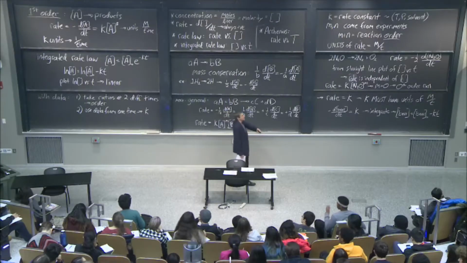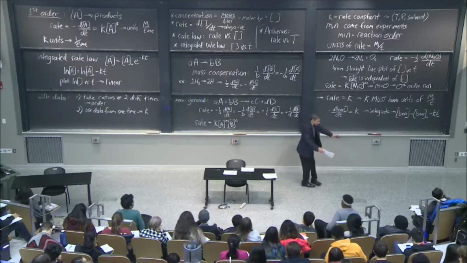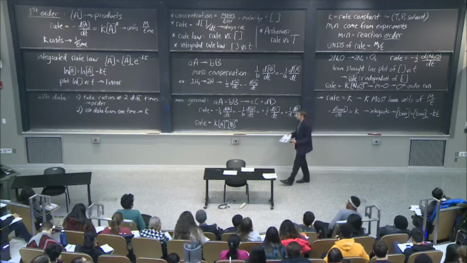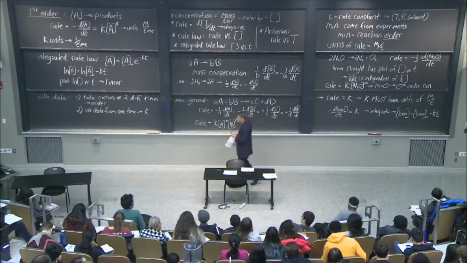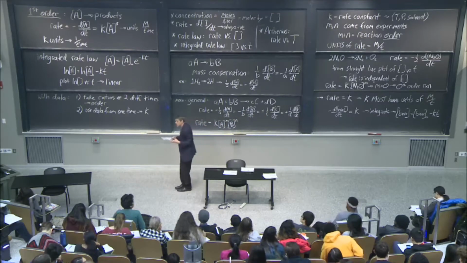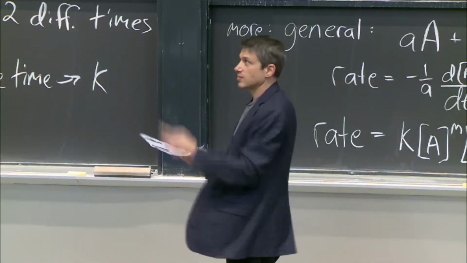I had something that went into products, and from this data, the dependence of the rate is that something's concentration squared. And you can see it from the data.